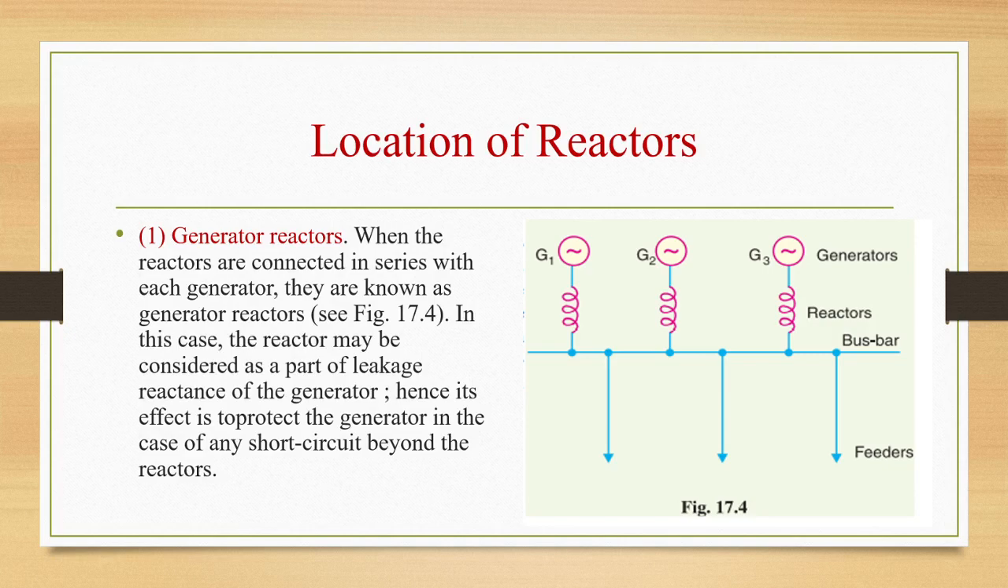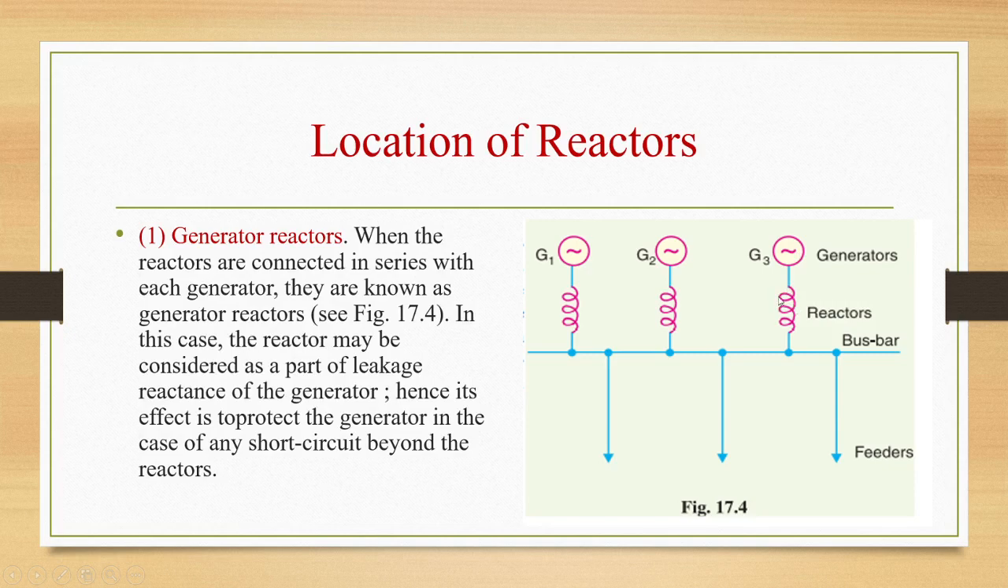Let us see the first one, that is generator reactors. When the reactors are connected in series with each generator, they are known as generator reactors. See here, these are the reactors and G1, G2, G3 are the three generators. Reactors are connected in series with the generators. Then it is called as generator reactors.